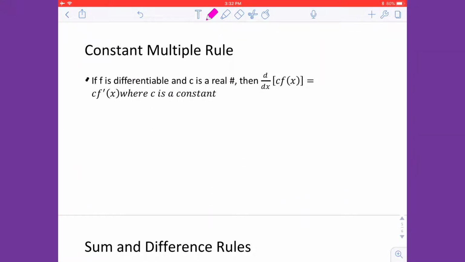In the constant multiple rule, if f is differentiable and c is a real number, then the derivative d over dx of c times f of x is equal to c times f prime of x, where c is a constant. So all that this is saying is that you can take out your constant, find the derivative of your function first, and then multiply at the end. So we'll come across that a lot, especially when we're doing our homework.